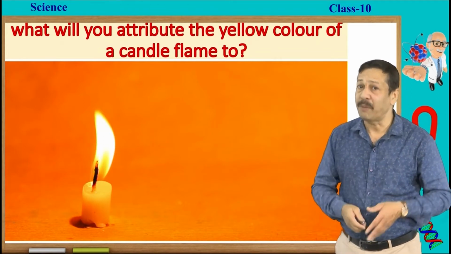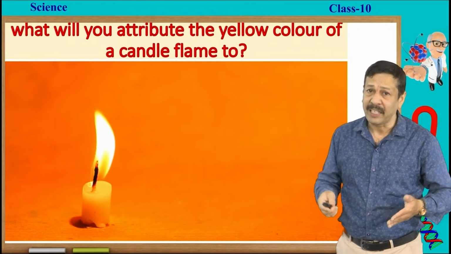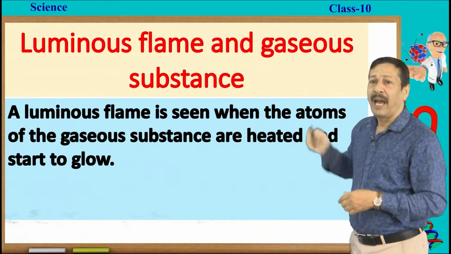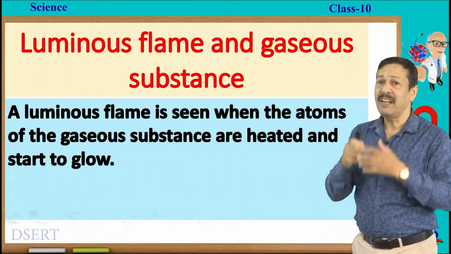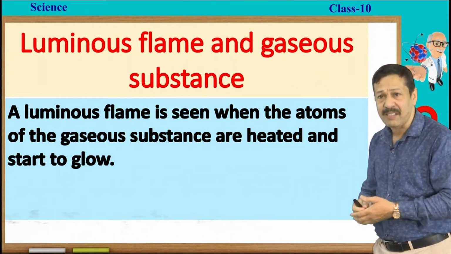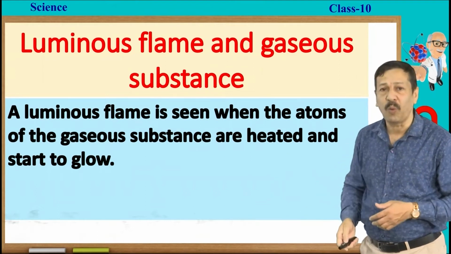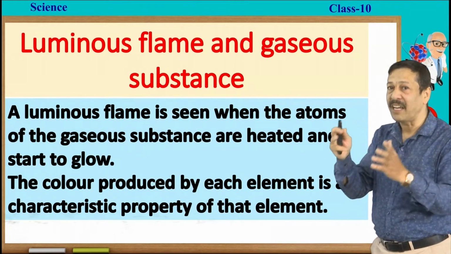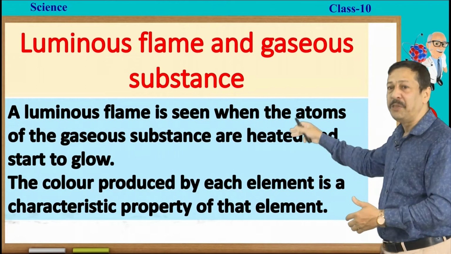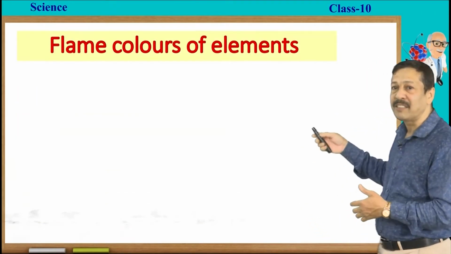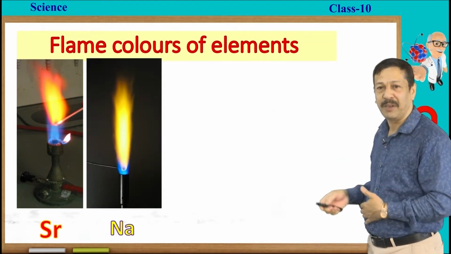In the last class you observed that when LPG is burned, it burns with a clean blue flame, right? The luminous flame and the gaseous substances are interrelated. A luminous flame is seen when the atoms of the gaseous substances are heated and they start to glow. I think now you understood the reason behind the various kinds of burning. The color produced by each element is a characteristic property of that element. Now you see what the different flames are. They are so beautiful, wonderful.